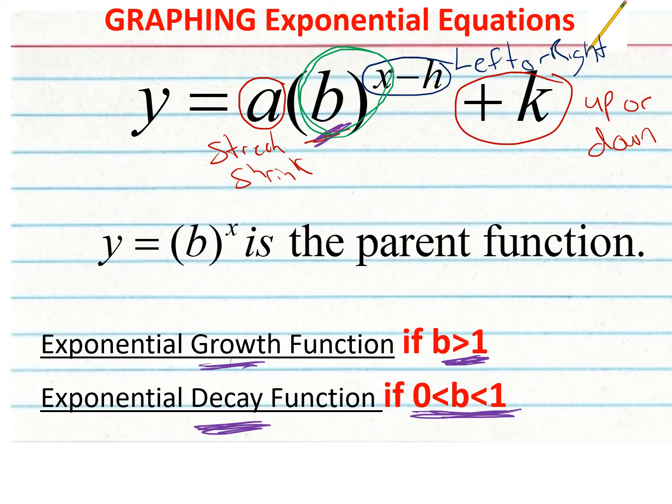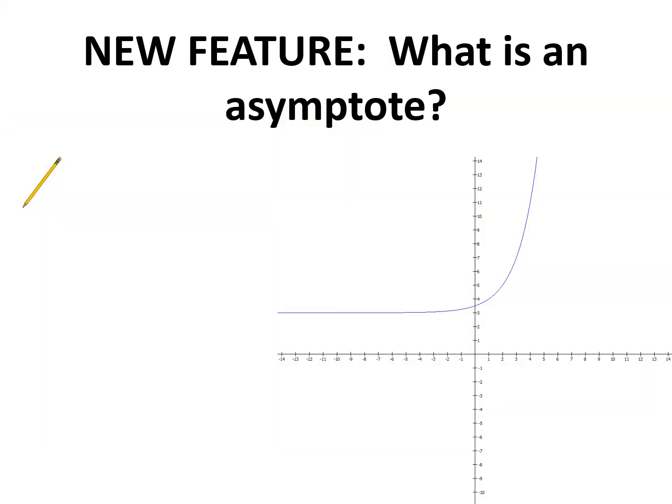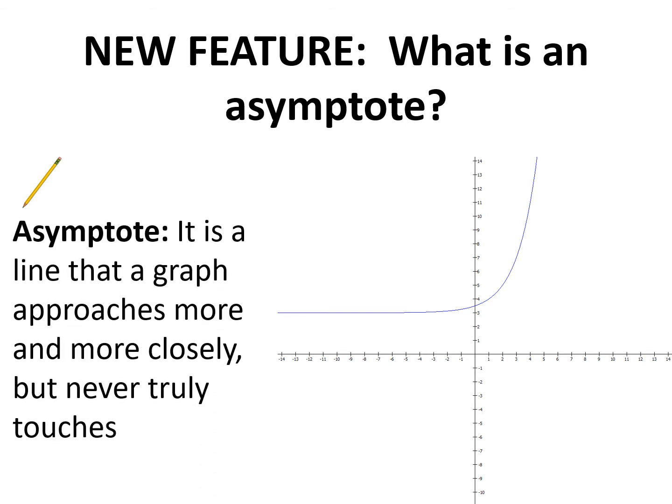All right, one more thing before we get started with our graphing is we have this very, very awesome new feature that you need to know about. It's called an asymptote. An asymptote is a line that the graph approaches more and more closely but never ever touches in our case, okay?